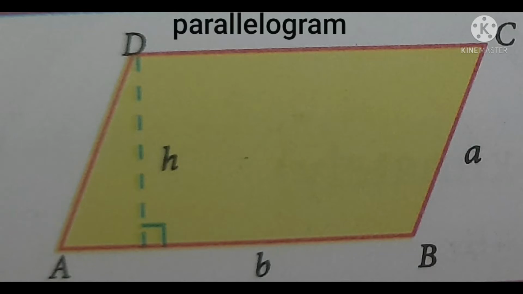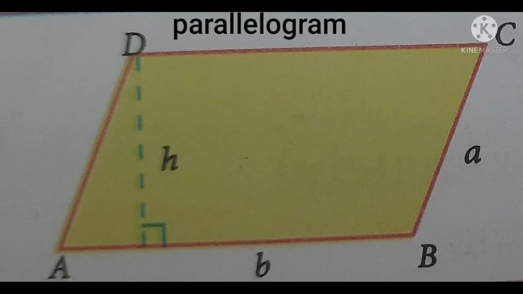First one, parallelogram. In a parallelogram, opposite sides are equal and parallel. Here AB and CD are the opposite sides, so they are parallel and have equal length. In the same way, AD and BC are the opposite sides and they have the same length and they are parallel also. And H is the height of the parallelogram.